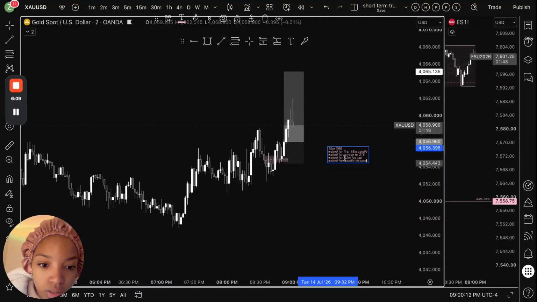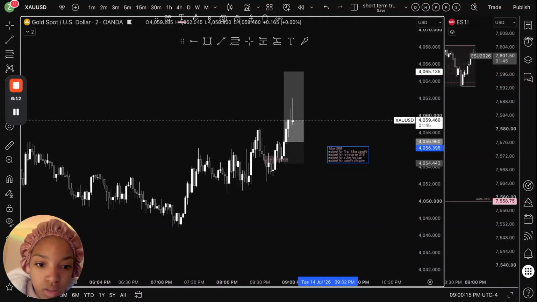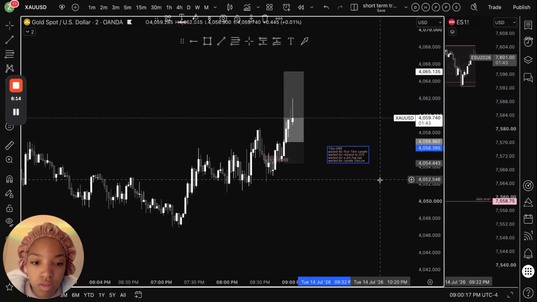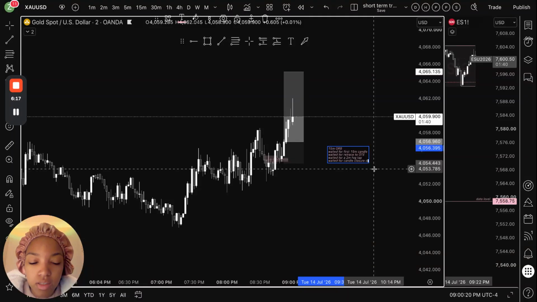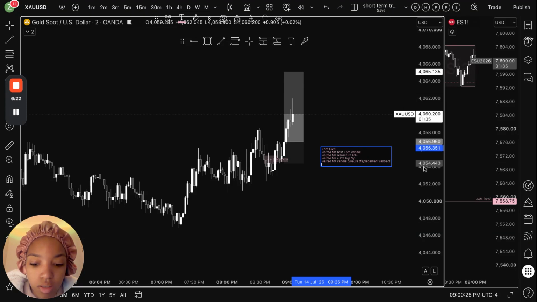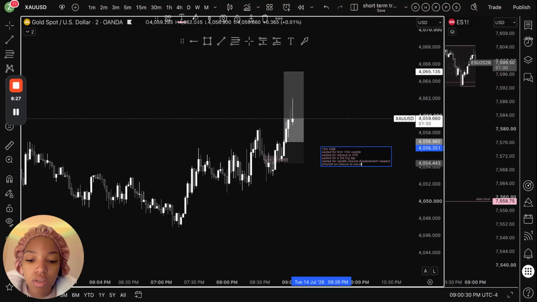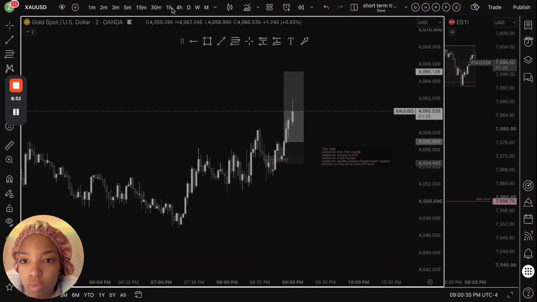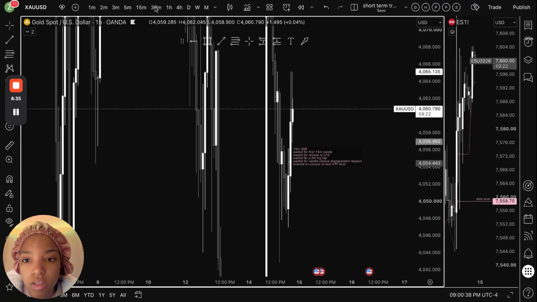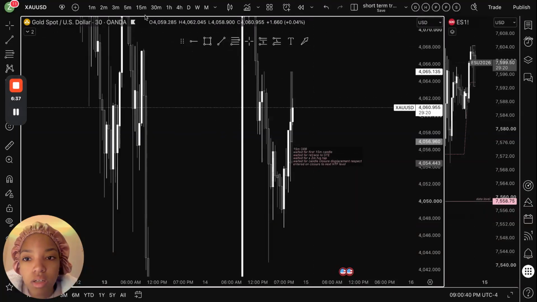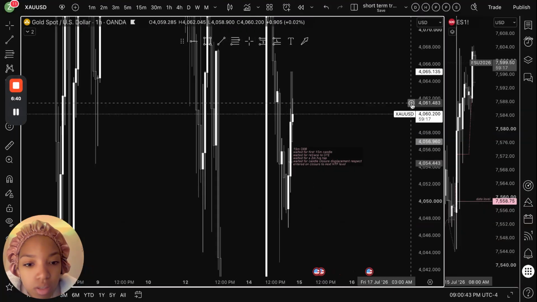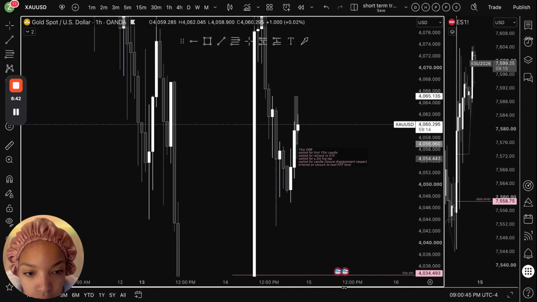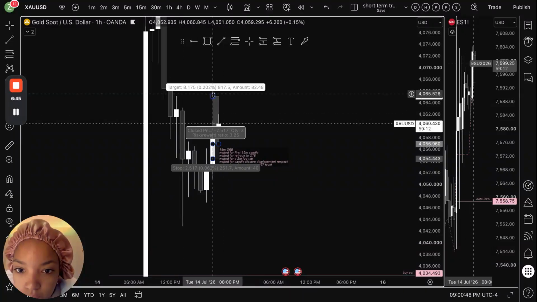Waited for candle closure, respect, displacement, respect, entered on closure to the next high time frame level. So what level is this? I don't think it's a 1 hour. It is, we hit this 1 hour order block here that we're currently reacting off of. You can see we hit it just here.